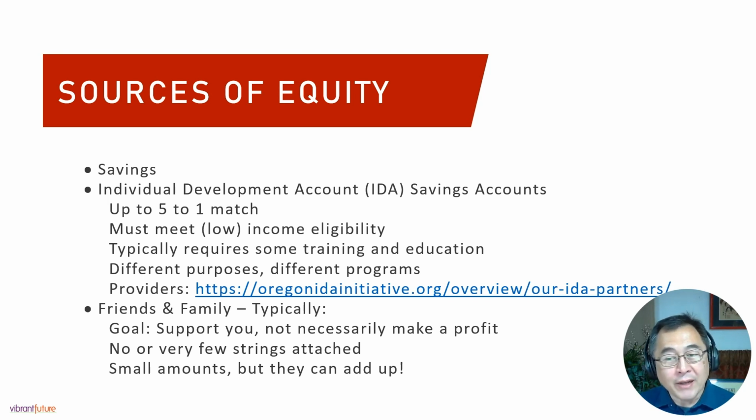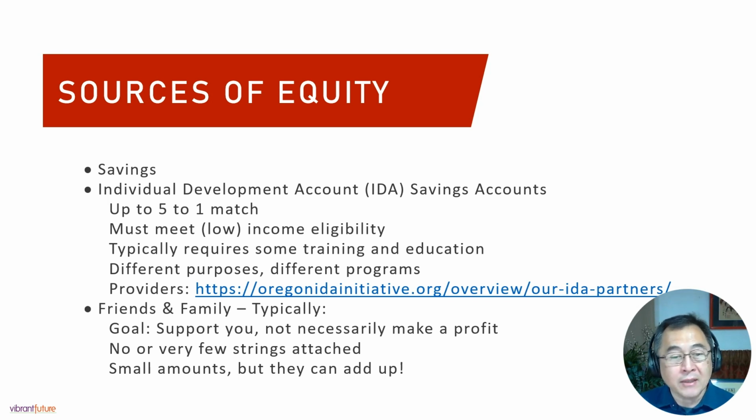There's a variation of that called individual development accounts, or IDA savings accounts. These accounts are often done from an economic development perspective. They're offered by states and local governments. It could include up to a 5-to-1 match. So if you put $5,000 into an IDA savings account, after you satisfy the qualifications of the program, you could get an additional $25,000 in matching funds, therefore having $30,000 available to invest in your business.